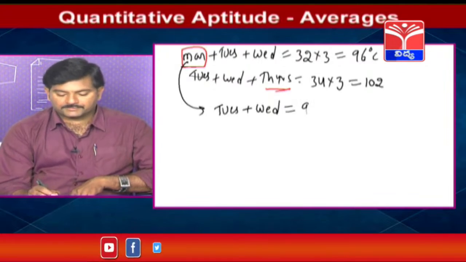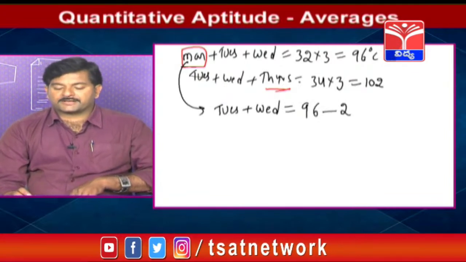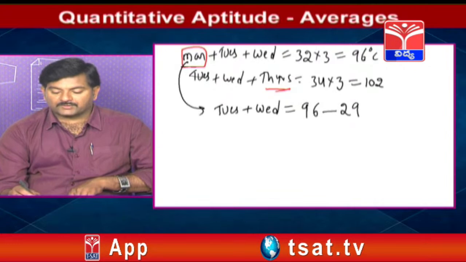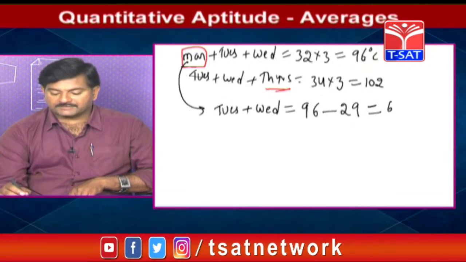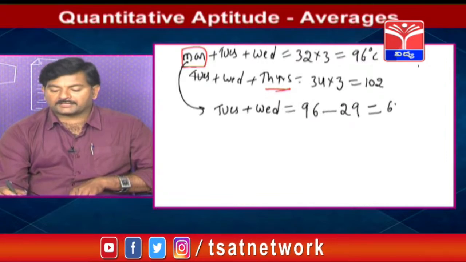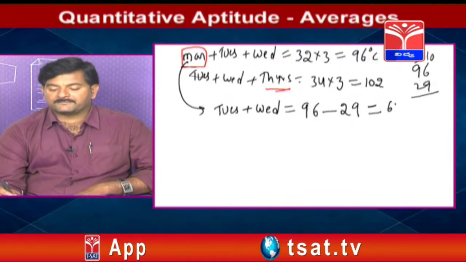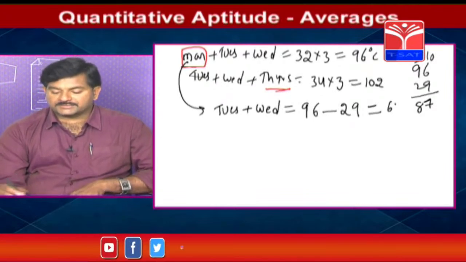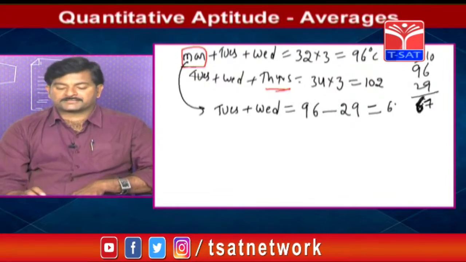96 minus how much given? 29. 96 minus 29: 16 minus 9 means 7, 8 minus 2 is 6, so 67. What am I getting? 67.